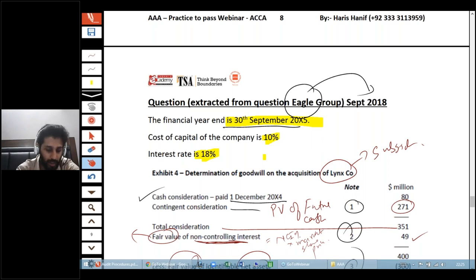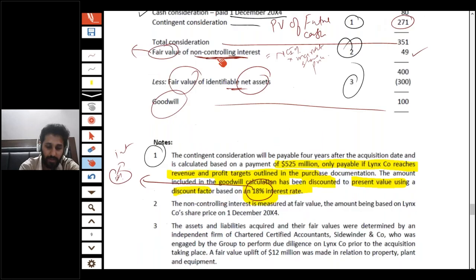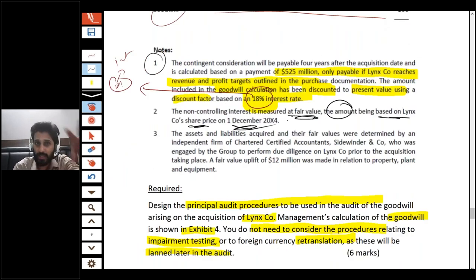Number 2, non-controlling interest. The non-controlling interest is measured at fair value, the amount being based on Link's share price on 1st December. See that this information is given by the management, and obviously I will not be relying on the management. I will have to verify. The rule of audit is: don't trust, verify.